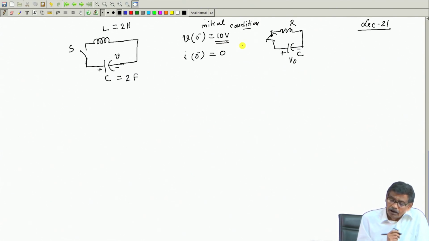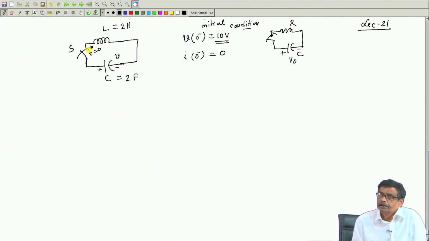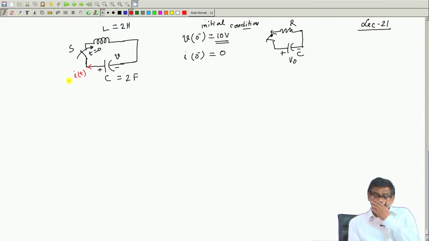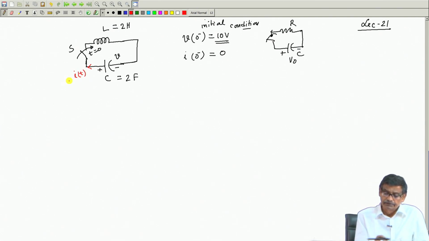Now, I will close this switch at t equal to 0. From there, I will start counting my time and want to find out the currents in the circuit. That is the statement of the problem. So, initially a charged capacitor with 10 volt with this polarity plus minus, close the switch, and I want to solve for the current I(t). Therefore, at t less than 0 the circuit was open, there was no current.